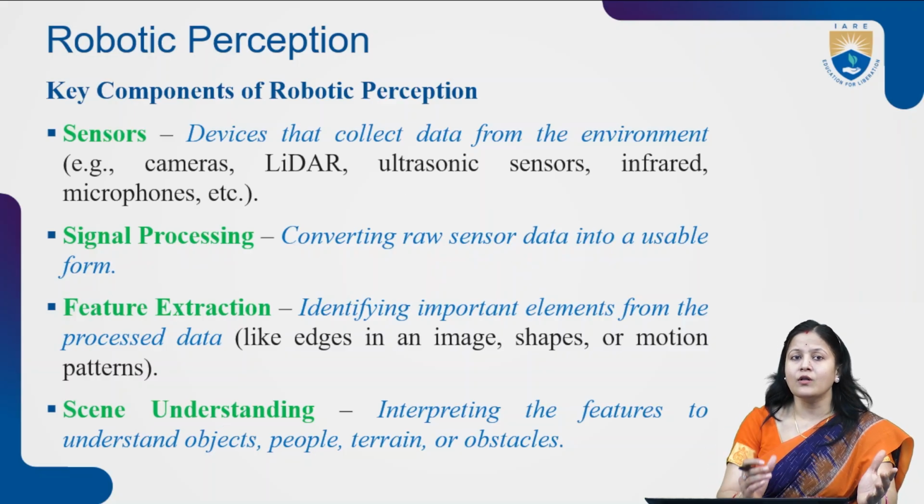Why am I discussing all these components? During exploration, the robot needs to consider all the components: whether it is understanding the features, whether it is receiving the data from the environment, whether it is able to process the data, and whether it is able to identify what type of object is there through the scene understanding concept.